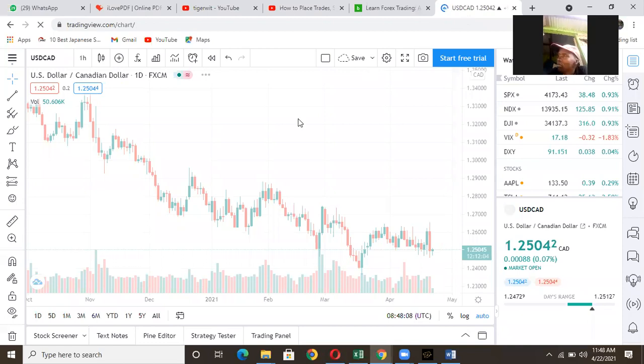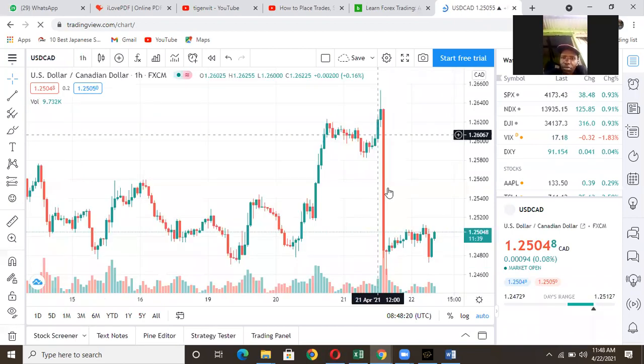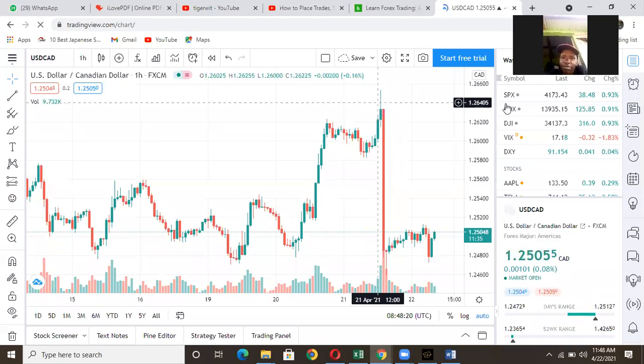So this is the chart. You can see, guys, look at what happened. So there was a big drop. The red candle. This was a very big drop. That's why I was saying, whoever was in, of course, now here you are looking. So the dollar lost against the Canadian currency.